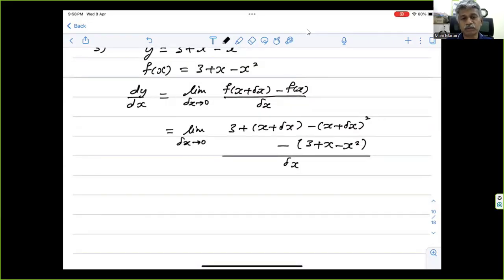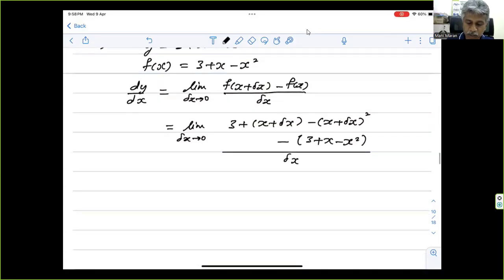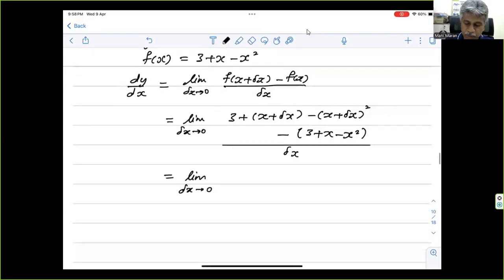Okay, so in place of x, for the front part, we replace it by x plus delta x. So this will be equal to the limit as delta x approaches 0. So we just expand the function. We get 3 plus x plus delta x minus, this part we need to expand because of the square here. You'll get x squared plus 2x delta x plus delta x squared.